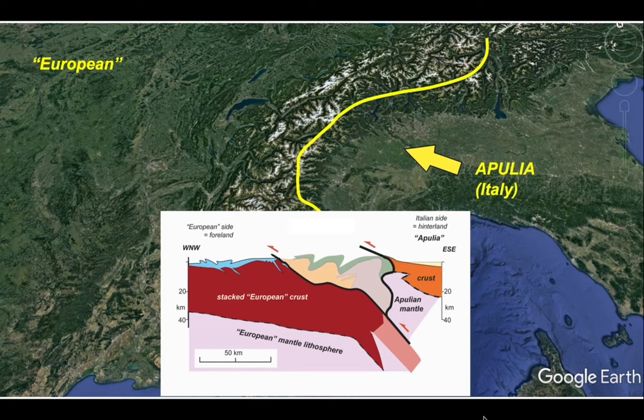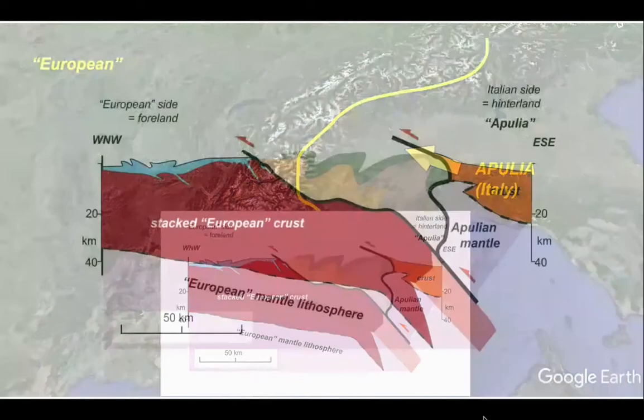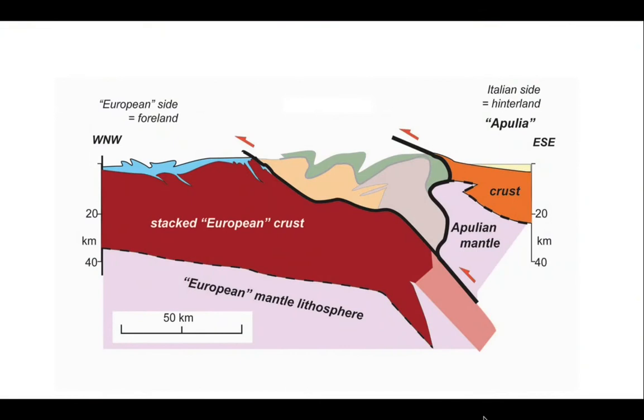In terms of terminology, the European or western side is generally referred to as the foreland, and the Apulian side, the Italian side, is the hinterland. This deformation could be split into an external part of deformation that's out there on the western side towards undeformed Europe, and an internal part of the Alps, which, as we all see, has really complicated deformation lying in the heart of the mountain range.